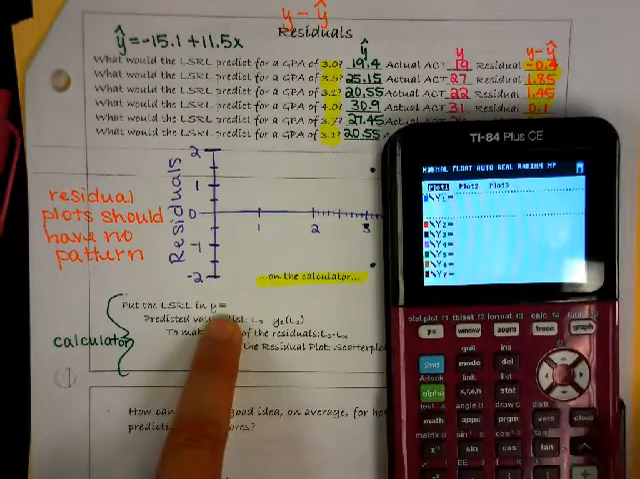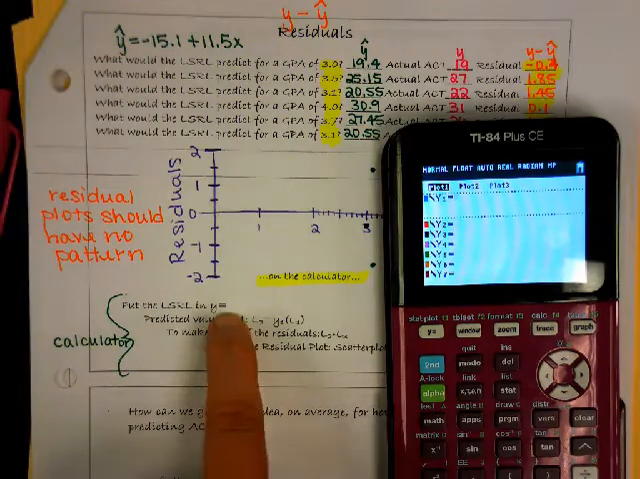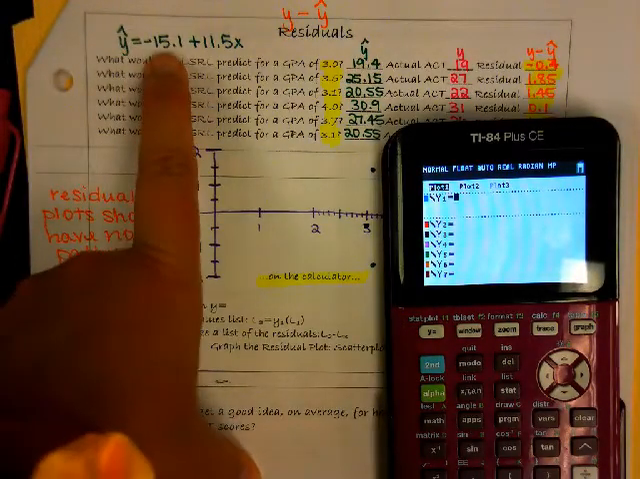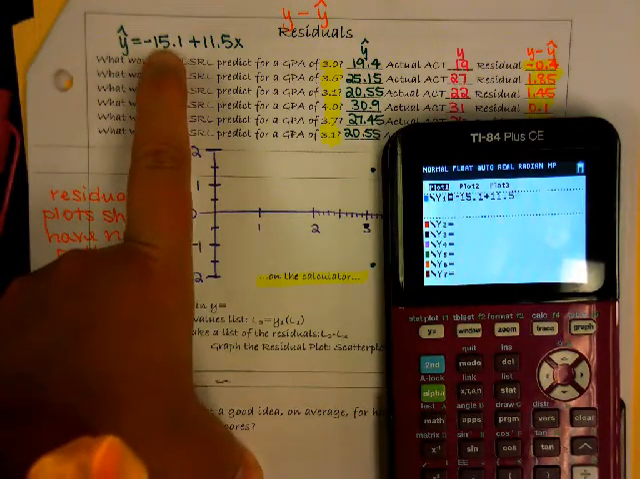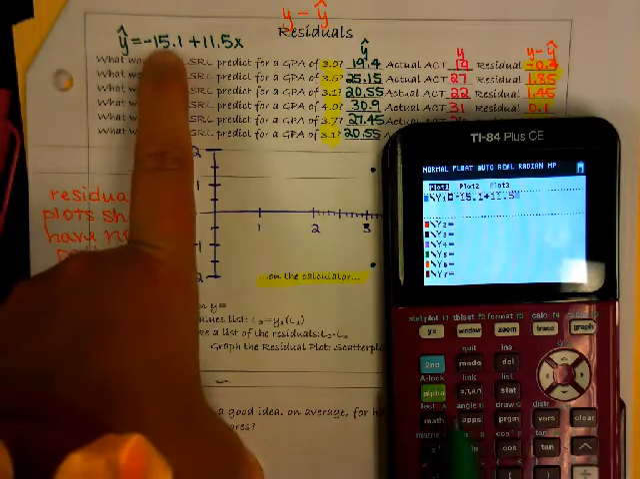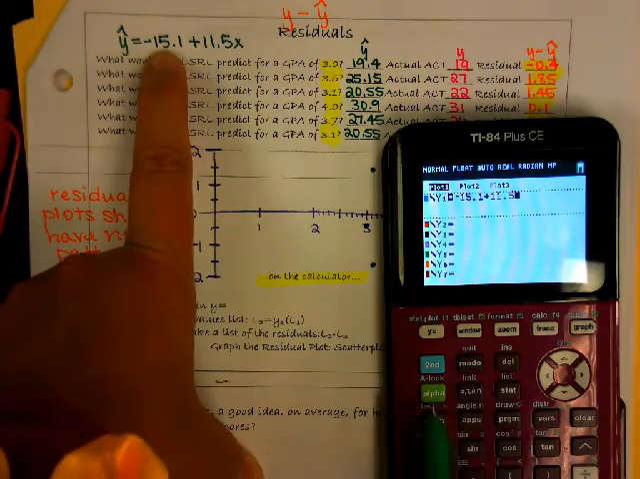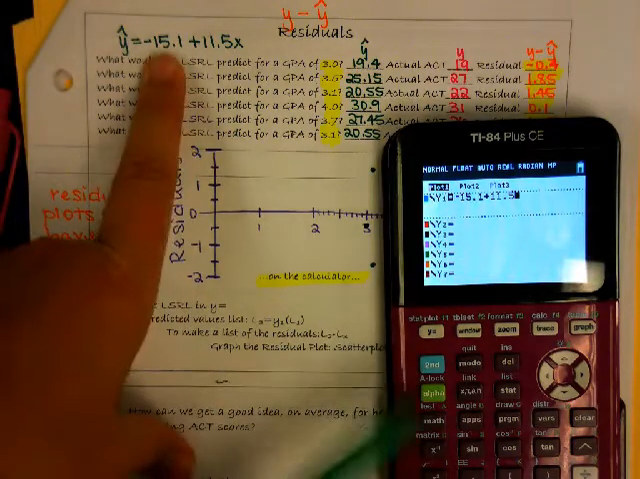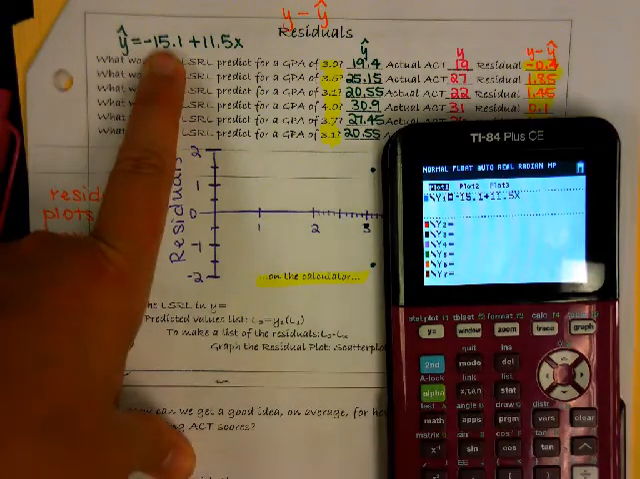So we have negative 15.1 plus 11.5x. Now the x you have to use is the button right next to alpha. So alpha is right below second, and then to the right is the X,T,theta,n. Use that button to get x. Right next to alpha, in between alpha and stat. Are we good?